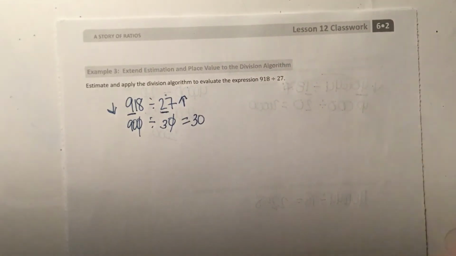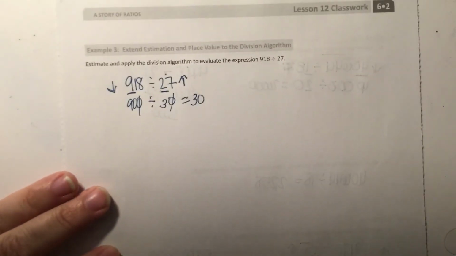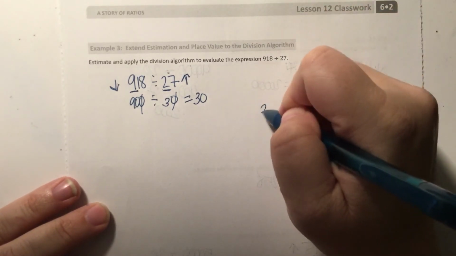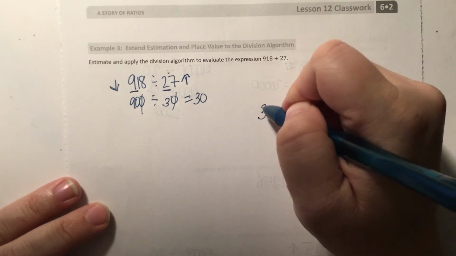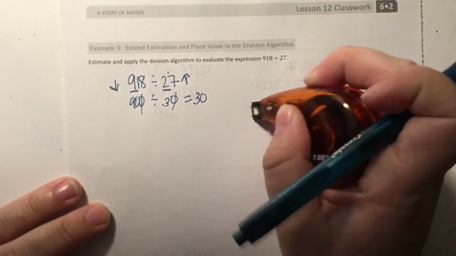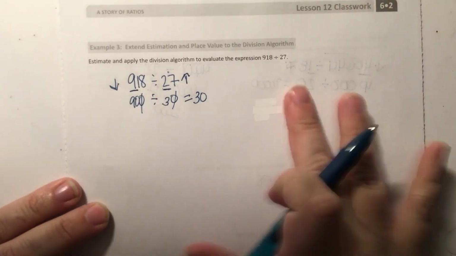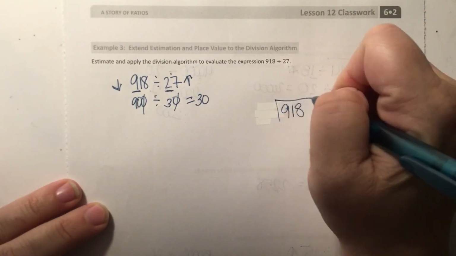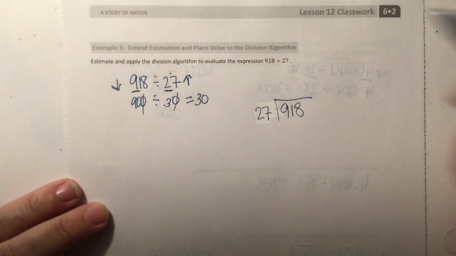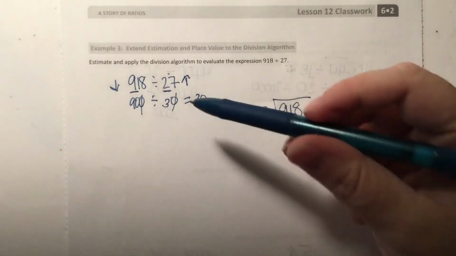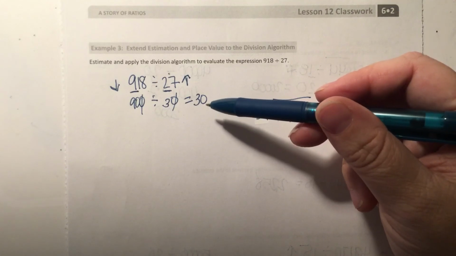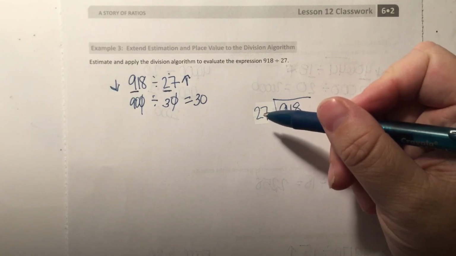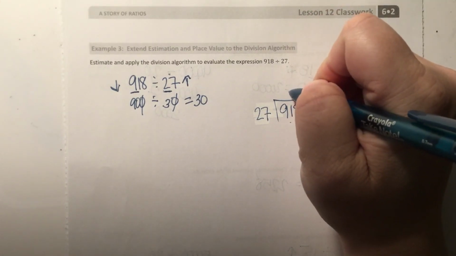Now they want us to do the algorithm, the standard algorithm. You guys ready? Let's do this. So we have 27. Ooh, where did I get 30 from? I had 30 from there. I am so sorry. Here we go. Try this again. So we have 918 divided by 27, okay? So we know from our estimation, guys, it'll go in about 3 times is what I would say. Because it's under 30, it will definitely go in 3 times.